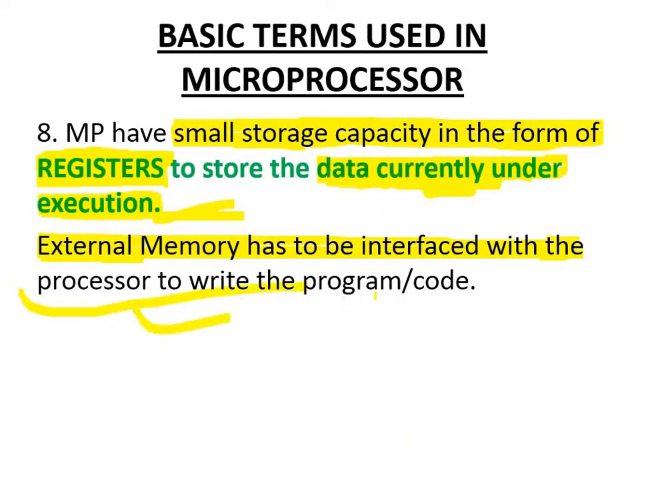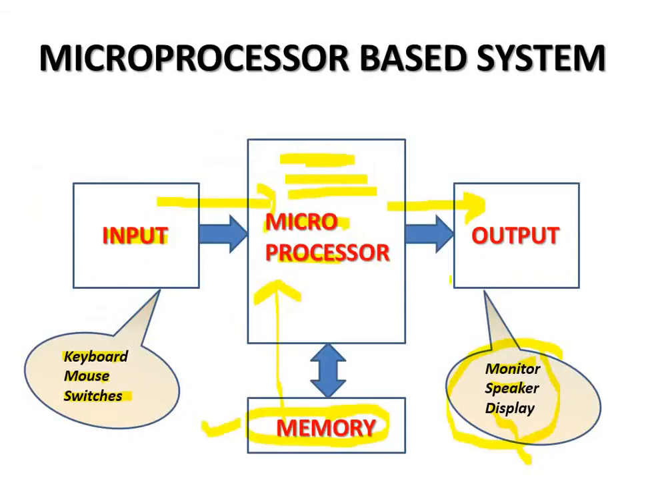This external memory has to be interfaced to write the program or code. The external memory we interface is what we call RAM. In your mobile phone also you must have seen the RAM, 2 GB, 4 GB, 16 GB. In a laptop also there is RAM, 2 GB, 4 GB, 8 GB. The better the RAM, the faster the processor works.